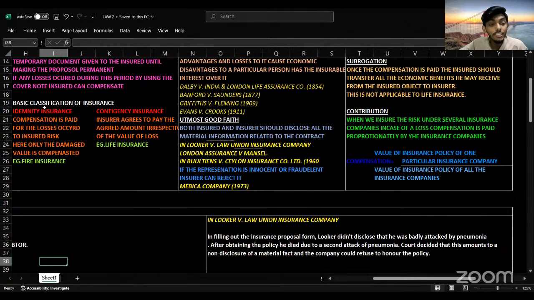We categorize it as, on one hand, general insurance policies, and on the other hand, life insurance policies. General insurance policies are known as short-term insurance policies, life insurance are known as long-term insurance policies, and life insurance is also known as assurance. General insurance you can also call property insurance, but I don't prefer it, but yeah, you can call it.